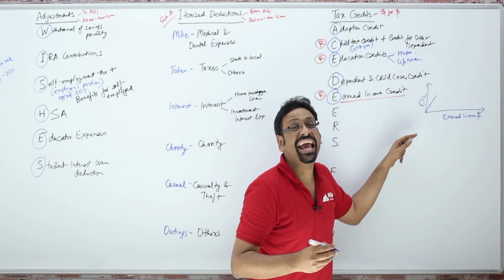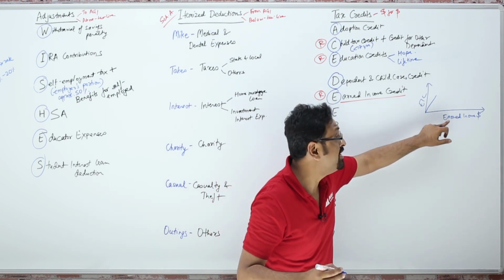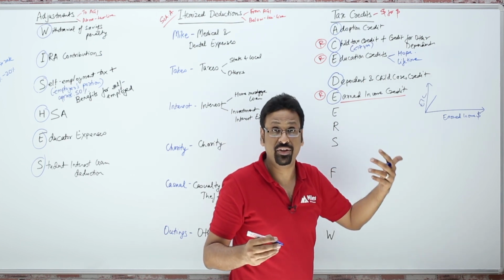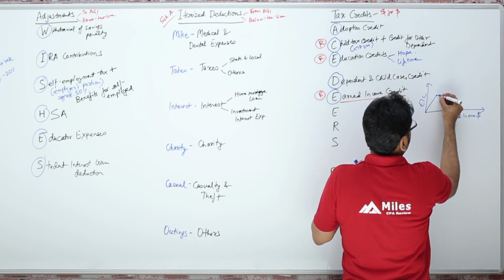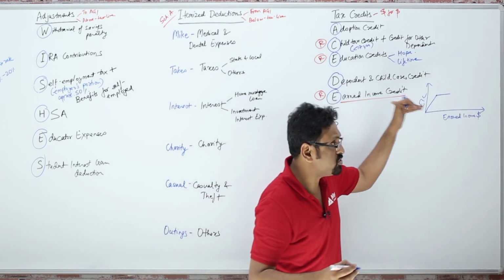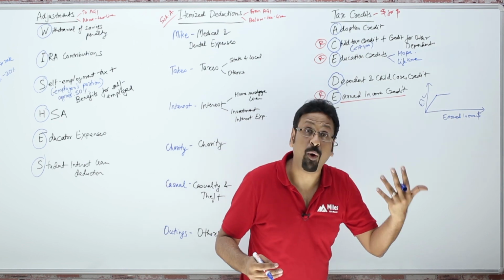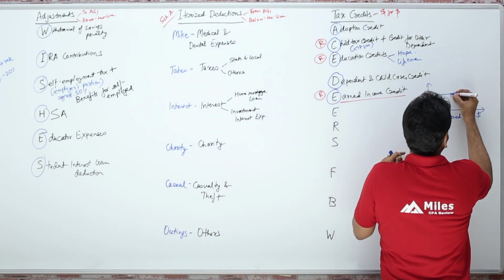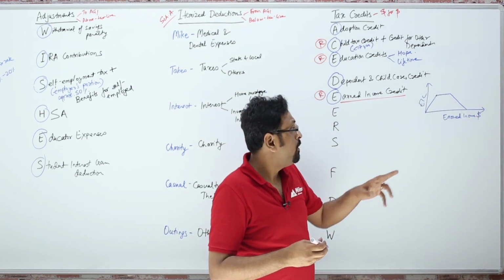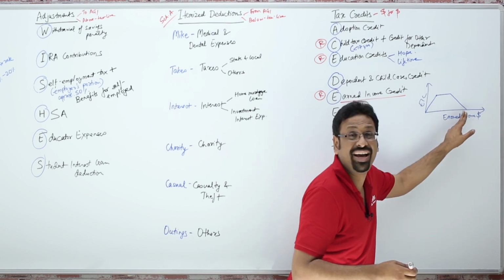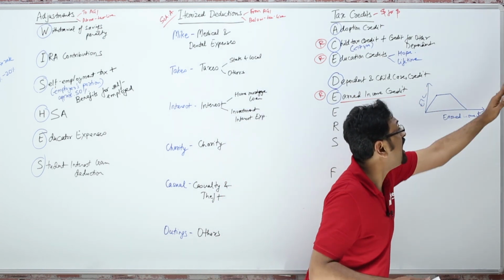This is called the phase in of the EIC or the earned income credit. So as earned income increases, the earned income credit also increases till it reaches the maximum point. Then it flattens. The EIC remains constant despite increase in earned income dollars. Beyond a point, the EIC starts phasing out till it becomes zero. Because beyond this point, these are the rich guys, the high income guys. They don't need the earned income credit.